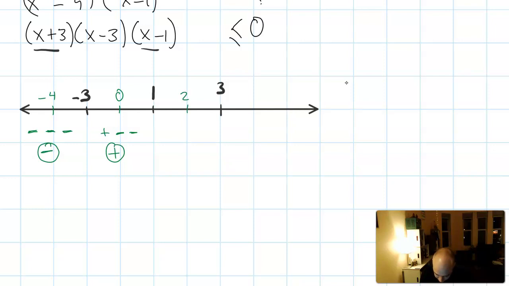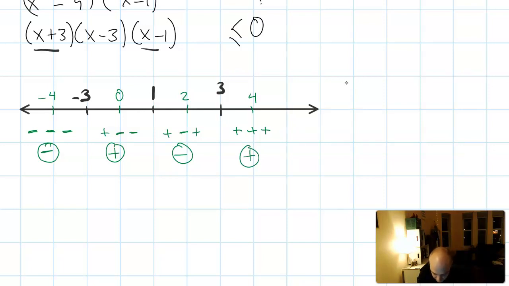Let's test 2 as our hypothetical value. 2 plus 3 would be positive. 2 minus 3 would be negative. 2 minus 1 would be positive. Positive minus plus is a net minus. And for the region past 3, let's hypothetically check 4. 4 plus 3 is positive, 4 minus 3 is positive, and 4 minus 1 is positive. So 3 positives would make a positive. All right, so this is the net sign.